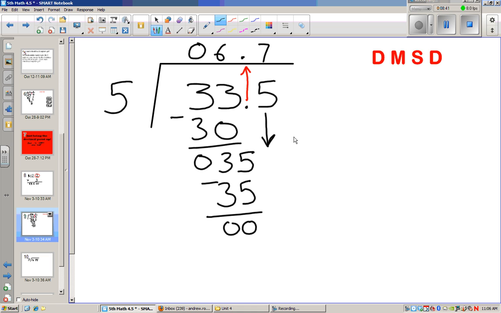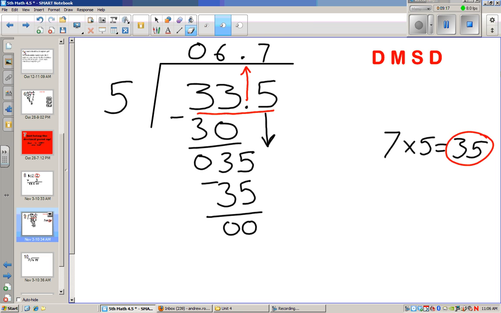Now I have to think to myself, does my answer make sense? Well, 6.7, I can round 6.7 to just 7. And I can just do my divisor here, I can just leave as 5. And I can think to myself, 7 times 5 equals 35. Now, is 35 close to 33.5? Yeah, it's close. So I know I'm in the ballpark, which means my decimal point is probably in the right place.